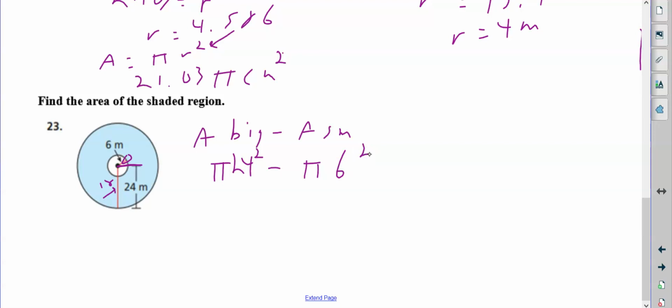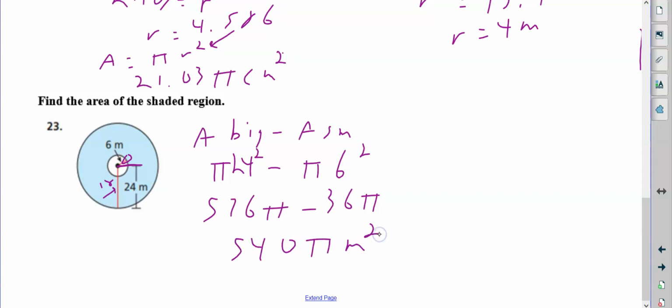And no, you cannot just do 24 minus 6 and say it's 18 squared. So we get 576 pi minus 36 pi. Now you can just subtract and get 540 pi. And again, you could multiply that out. Either way is fine.